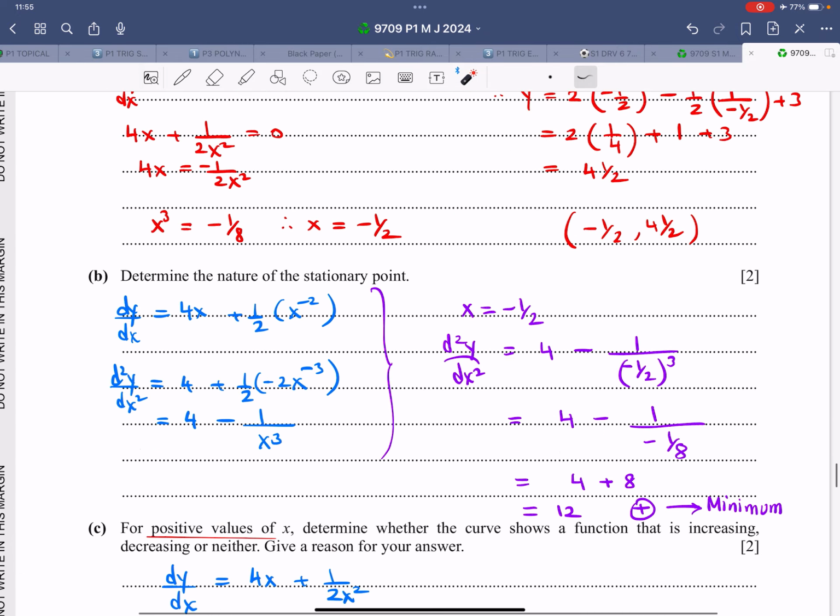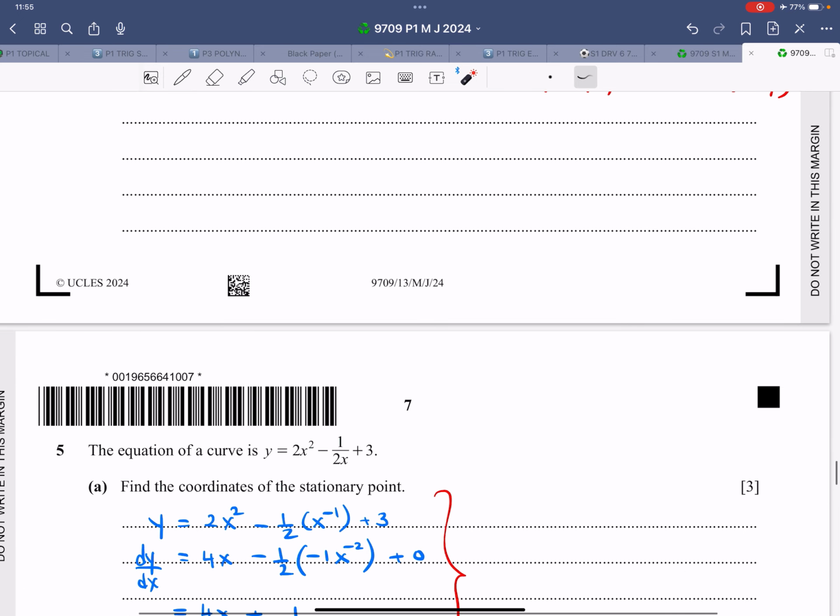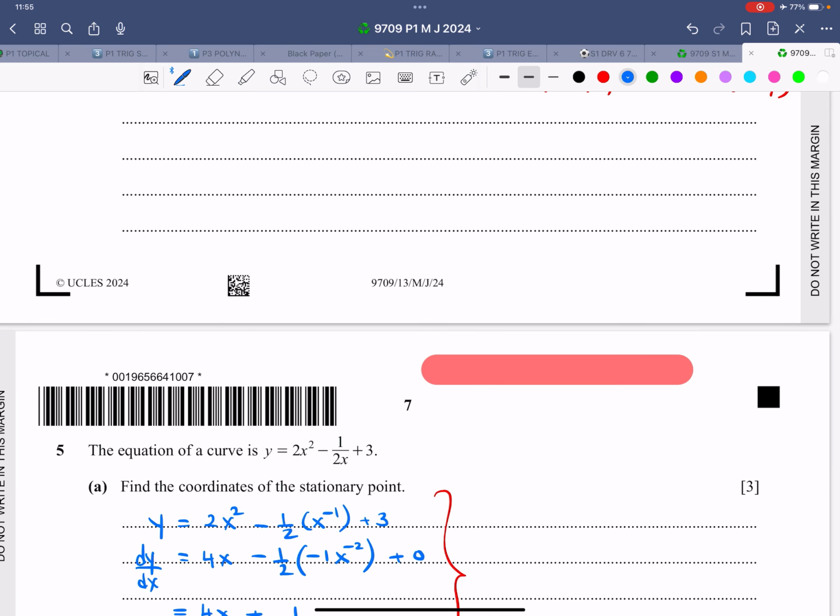Now this is about stationary points, nature, increasing, decreasing. So basically this is about differentiation. This is about stationary points. This is about increasing, decreasing.